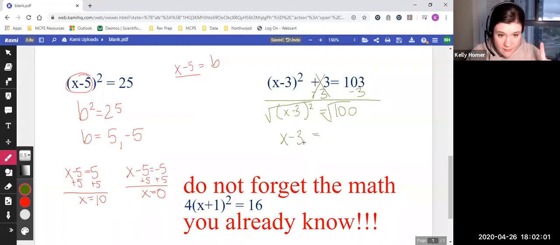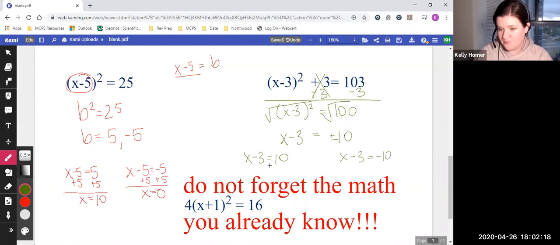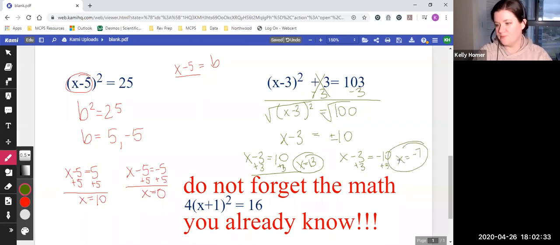The thing you have to remember is, what squared is 100? Positive 10, and negative 10. So set up the two problems. X minus 3 is 10, x minus 3 is negative 10. Add 3 on both sides. Oops, almost wrote down the number. X equals 13. My big "don't forget the math you already know" is in the way. Plus 3, x equals -7. Okay, those are your two options for that.